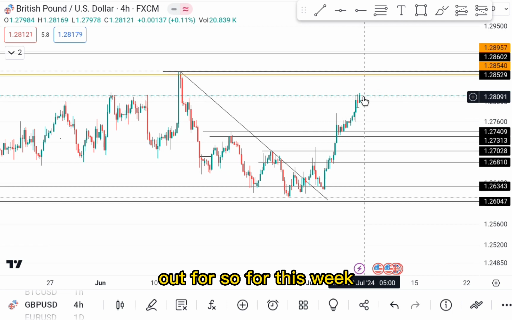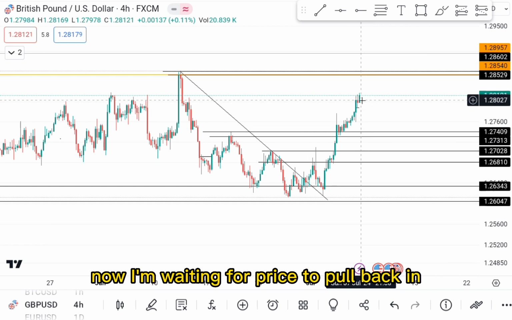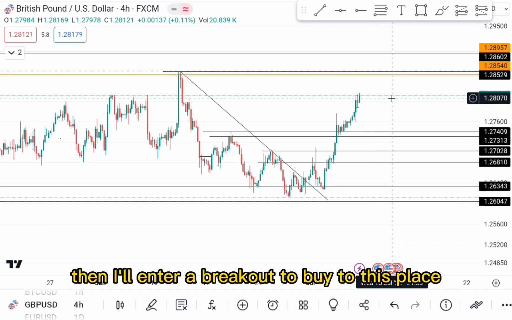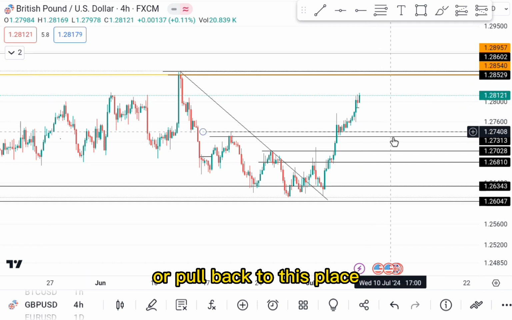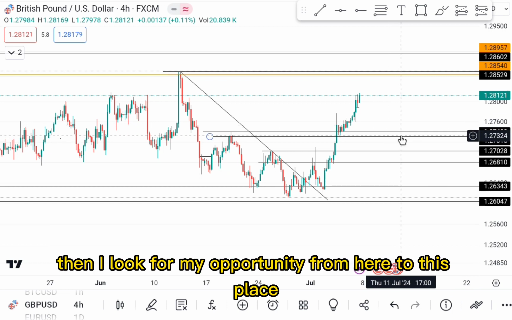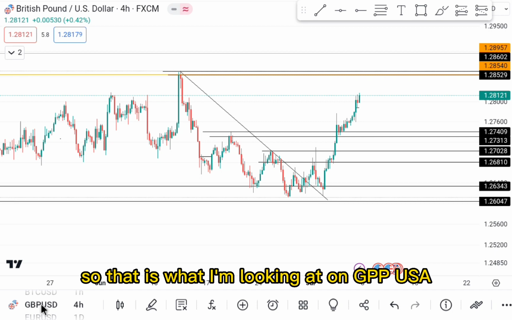So for this week now, I'm waiting for price to pull back, either consolidate here, then I'll enter at a breakout to buy to this place, or a pull back to this place, then I'll look for my buy opportunity from here to this place. So that is what I'm looking at on GBPUSD.